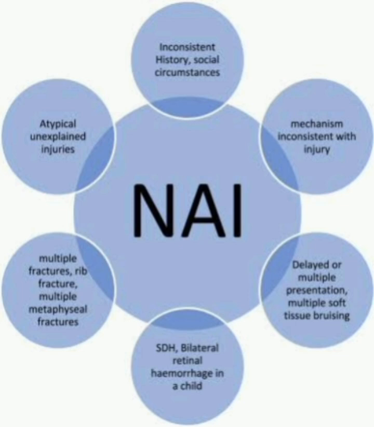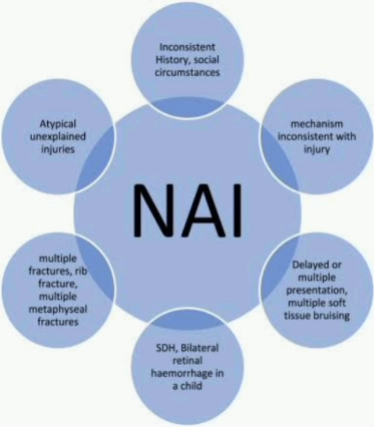First, from these pictures what we find, non-accidental injury, some features we find like inconsistent history and social circumstances. There is a social family problem present. The mechanism is inconsistent with the injury. Delayed or multiple presentations, multiple soft tissue bruising. There is bruising present and delayed presentation, they come later to hospital.